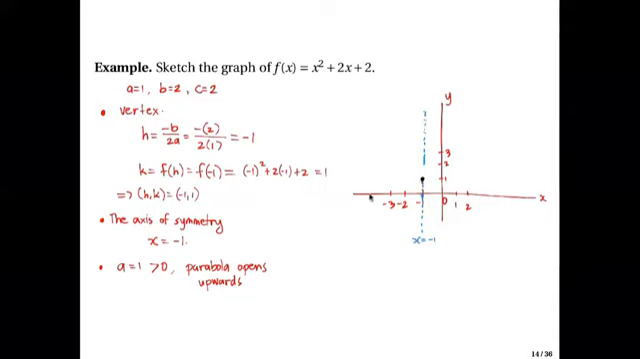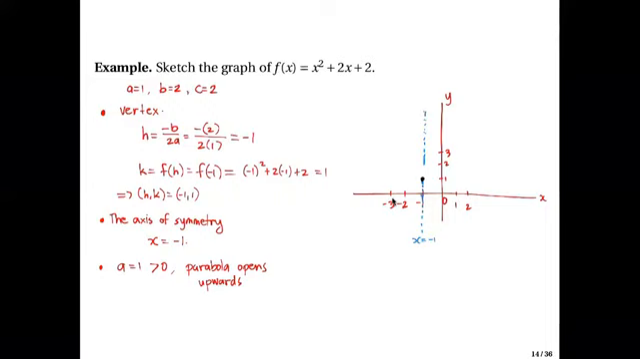Now, in order to continue the graph, what we're going to do is to get two other points. One on the left of the axis of symmetry and another on the right of the axis of symmetry. So on the left, we choose x to be less than negative 1. So maybe negative 2, negative 3, it's up to you.